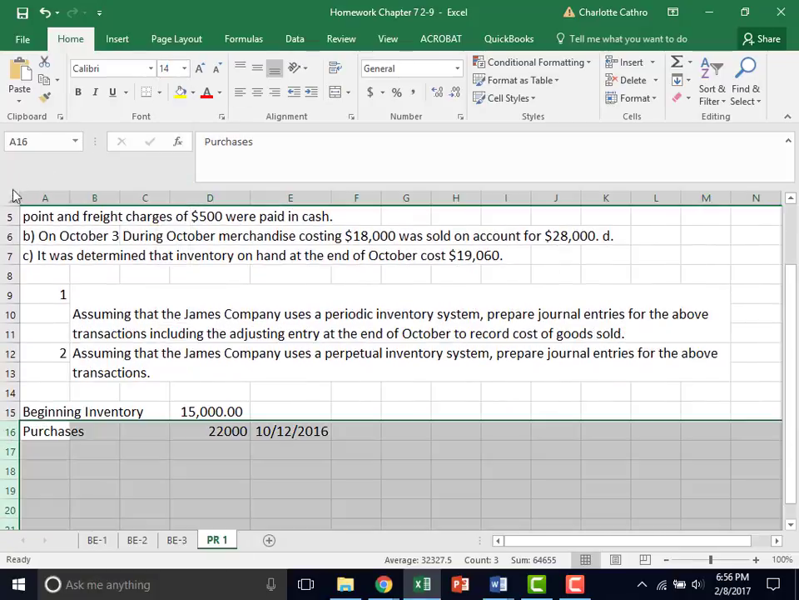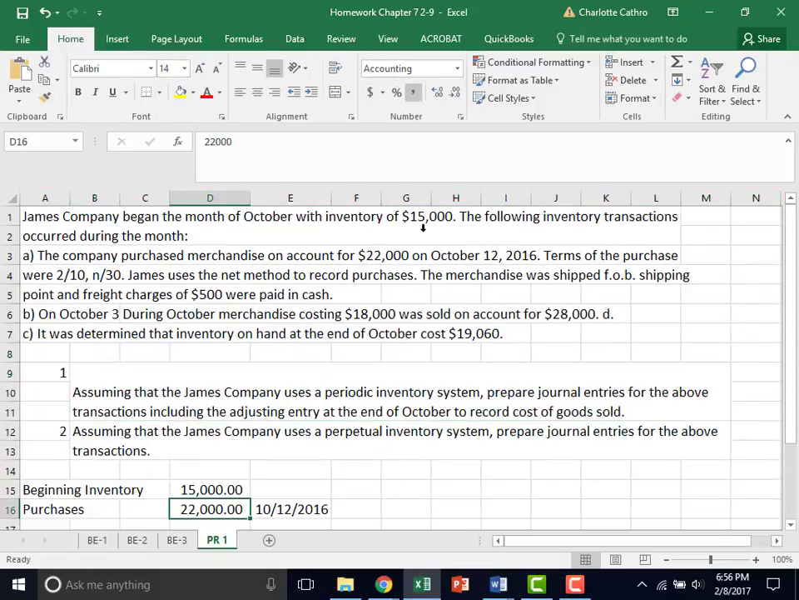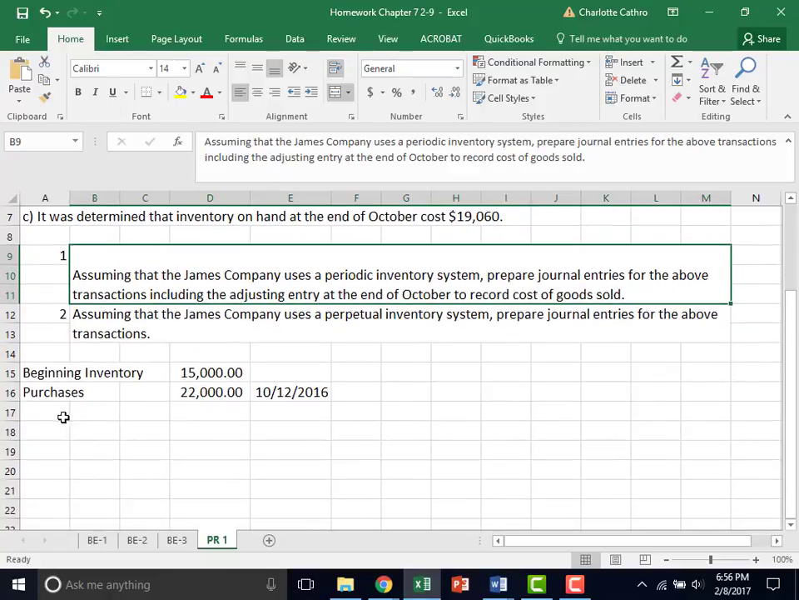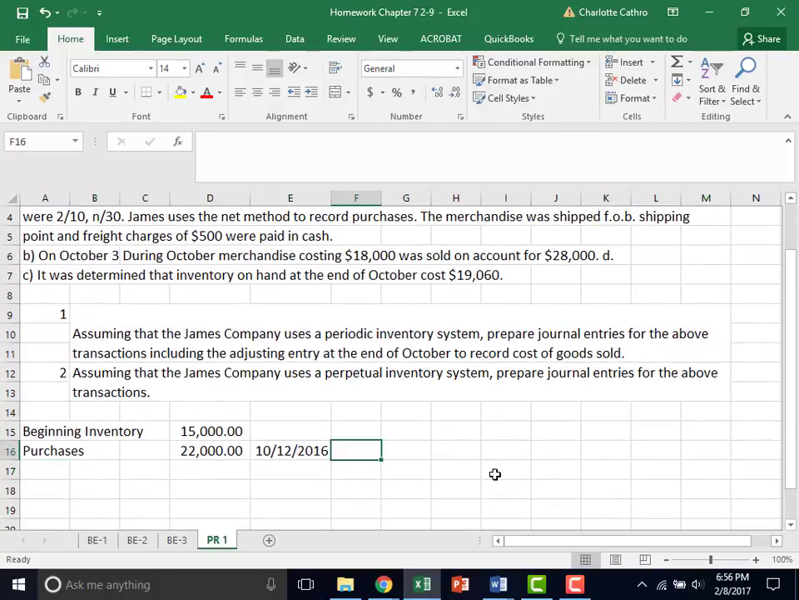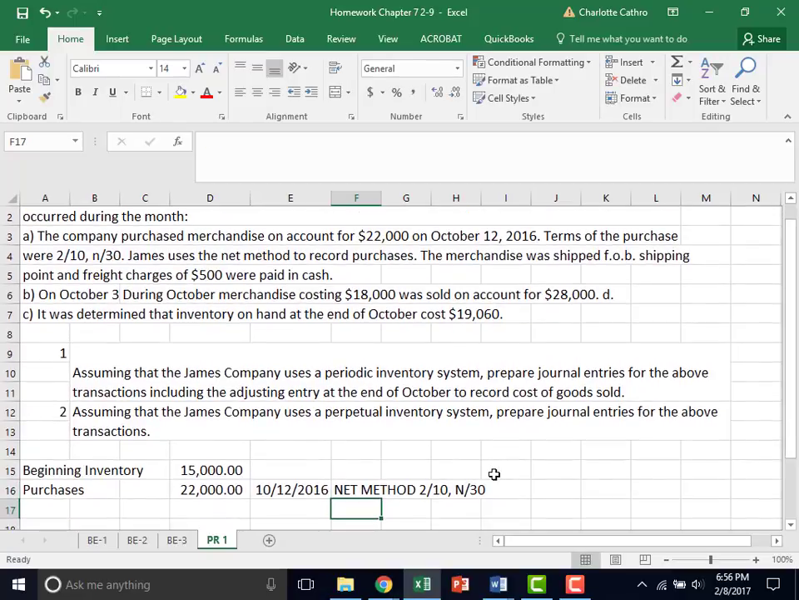Let me just make everything size 14 so you can see it nice and big. Okay. So our purchases, 22,000, those were purchased on 10/12, and we have some terms. We use the net method. So you remember that from the last chapter, we use the net method. The terms are 2/10 net 30. So if we pay them within 10 days, we get a 2% discount. And if we pay it within 30 days, we just have to pay the full amount.